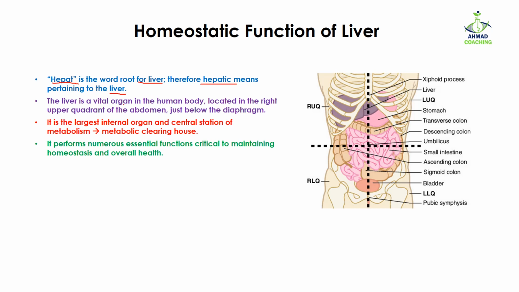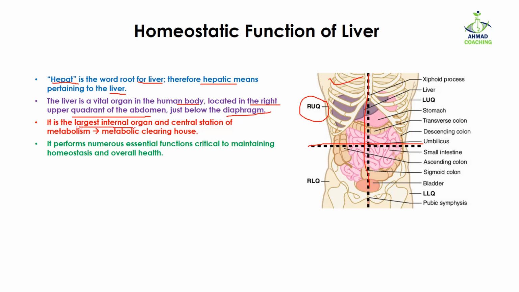The liver is a vital organ in the human body. It is located in the right upper quadrant of the abdomen, just below the diaphragm. Here you can see the structure of the human body, which is divided into 4 quadrants, like this. So the liver is present in the right upper quadrant here, just below the diaphragm, which is this.